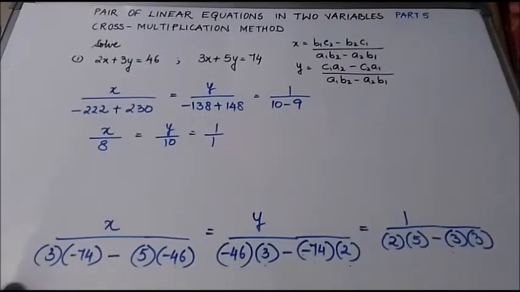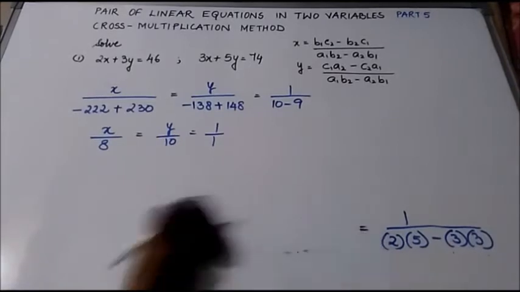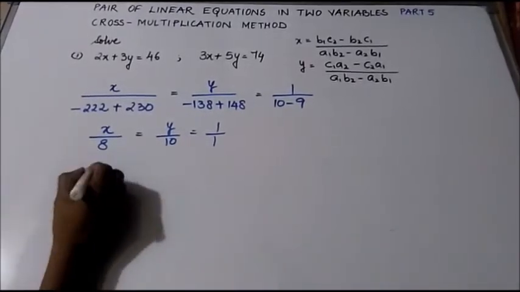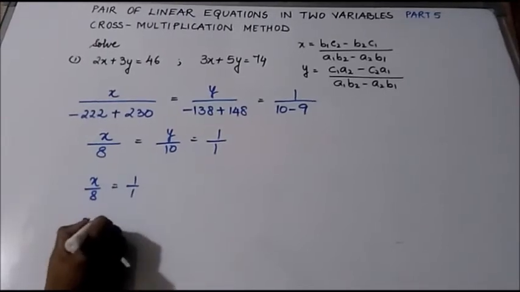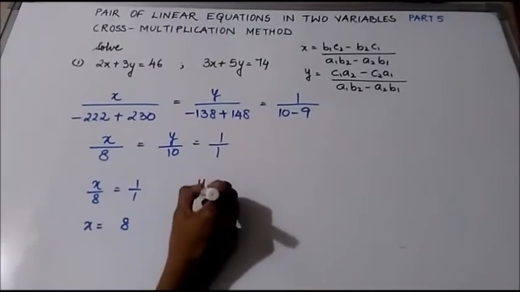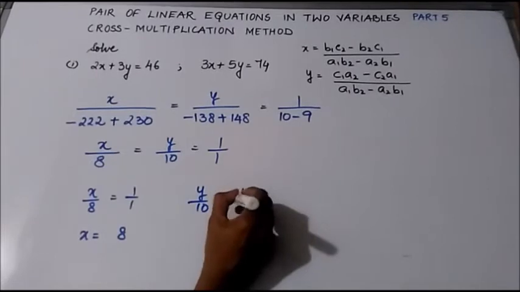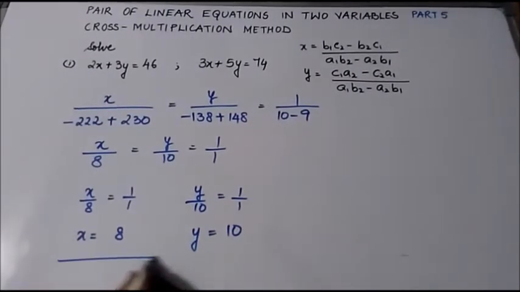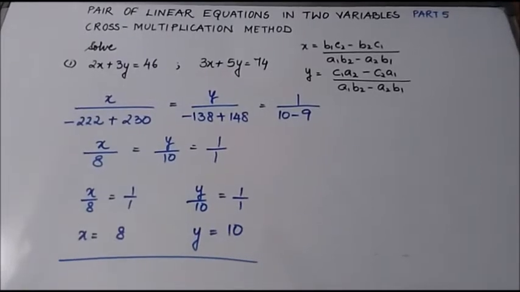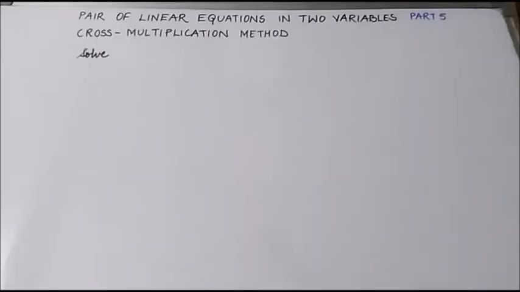Now first we will find what is the value of x, and then we will find what is the value of y. Here I can take x by 8 is equal to 1 by 1, that is x equal to 8. Y by 10 is equal to 1 by 1, that is y is equal to 10. X equal to 8, y is equal to 10 is the solution of the given pair of linear equations.